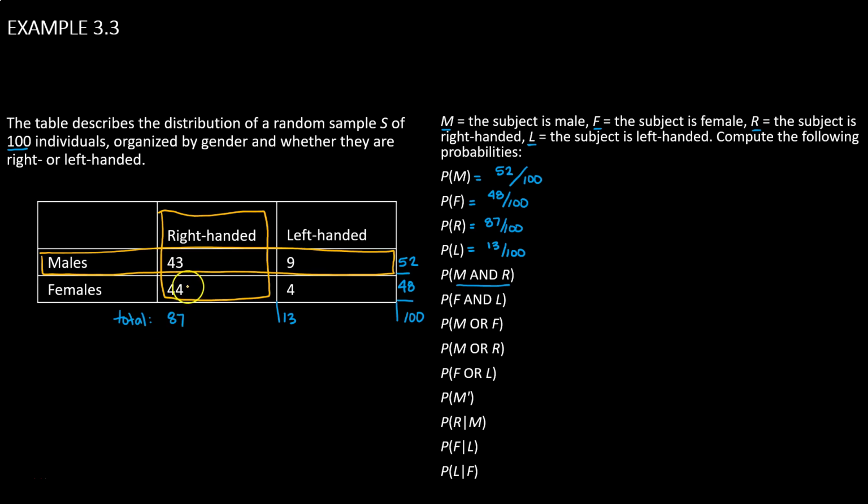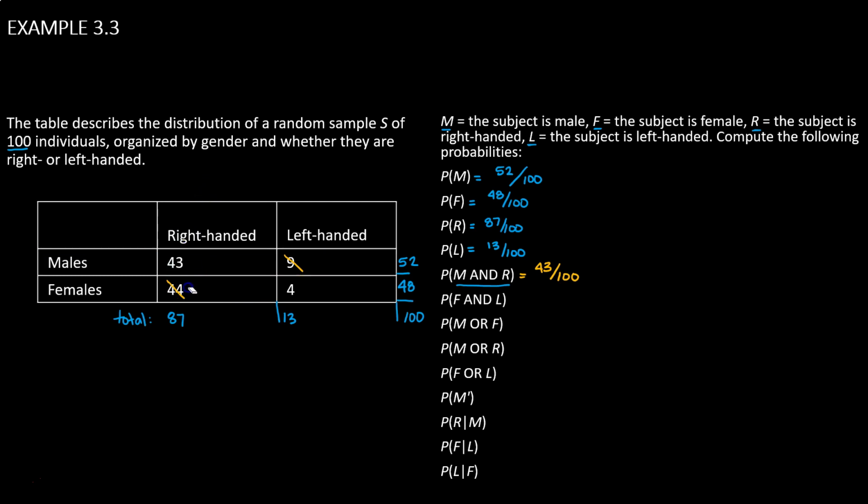The 44 here represents those who identify as female. We're looking for someone who's both male and right-handed. The 9 here represents males, but they're left-handed. So the only people in the study who identify as both male and right-handed are these 43 individuals. That would be our numerator. Denominator is still 100. We're still looking at 100 participants in the survey.